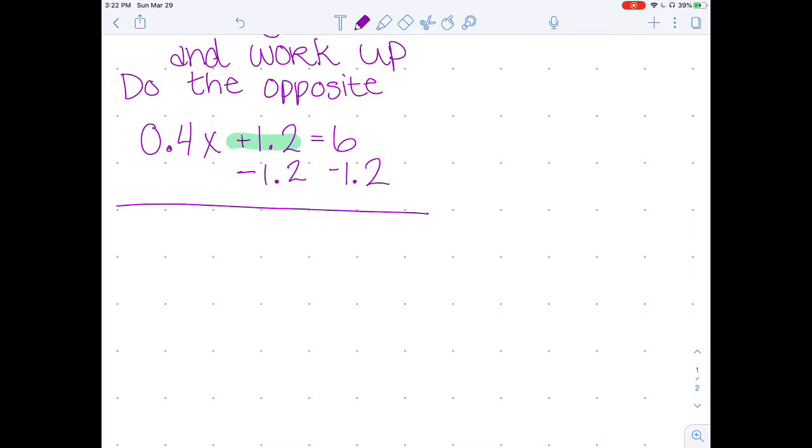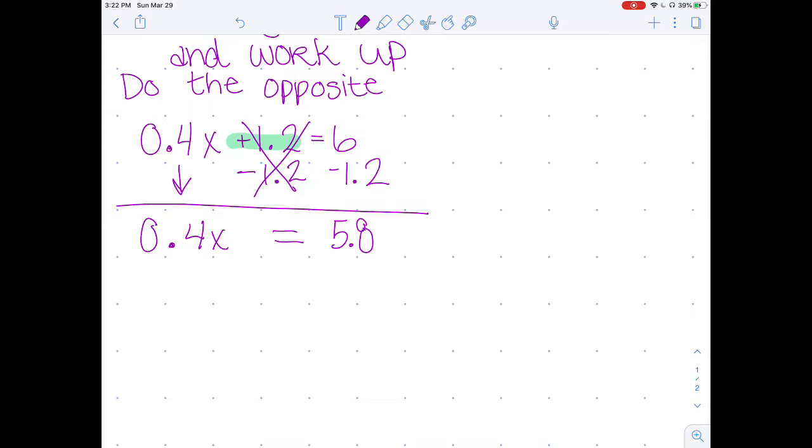Notice we didn't do anything with this x over here. This 0.4x stayed by itself. So this drops back down because we didn't change it. Positive 1.2 minus 1.2 cancels out. 6 minus 1.2 would be 5.8. Okay, that's step one. We're trying to get x by itself, so we're not done quite yet.